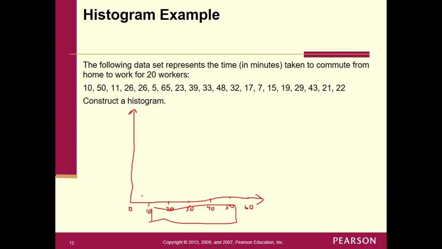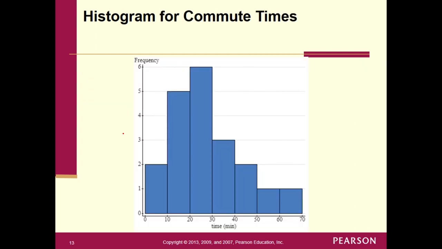On this axis, you can either put frequency, proportion, relative frequency, or percentage, whatever you want to show, or whatever you want to learn from the data. So let's take a look at a histogram for this data. Here I put the frequency, but again, you can put whatever you want. And notice here we have our intervals 0 to 10, 10 to 20, 20 to 30.